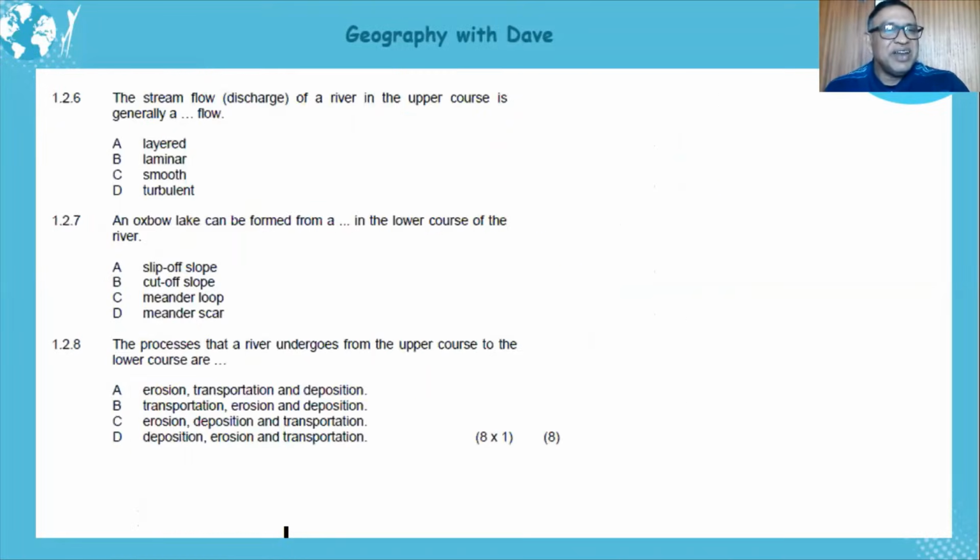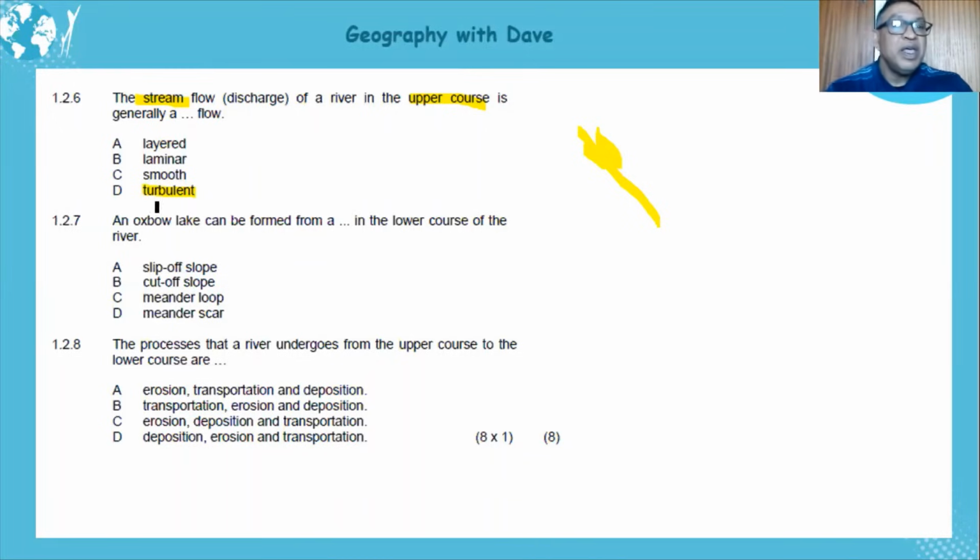Right, now let's go to the next one. The stream flow in the upper course, and you learned it's starting to cut here, eh? So it's rough flow, all right? It's turbulent. Let's look at it down here. Layered, laminar, I don't know where's layered, but I'm going to put it to check whether you know your work. Laminar, smooth is laminar. It can't be. Can you see it? And then, of course, it's turbulent.